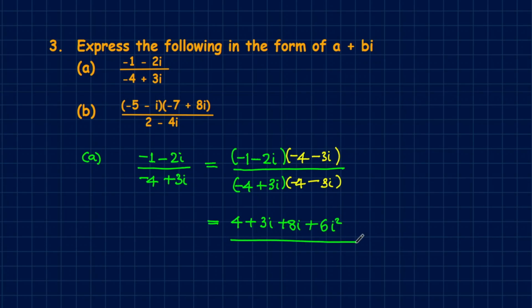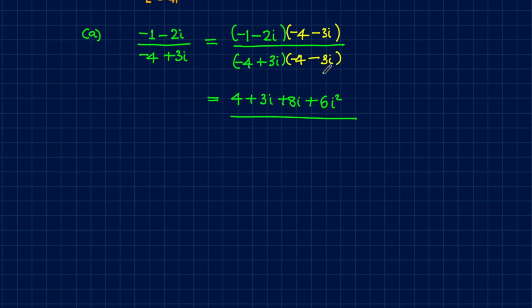Now let's move to the denominator and do the same thing here. So let's multiply the denominator the same way. -4 times -4, we get +16. And -4 times -3i, we get +12i. And the other one definitely becomes also -12i. And here, positive times negative is negative. 3 times 3 is 9. And we have i square.